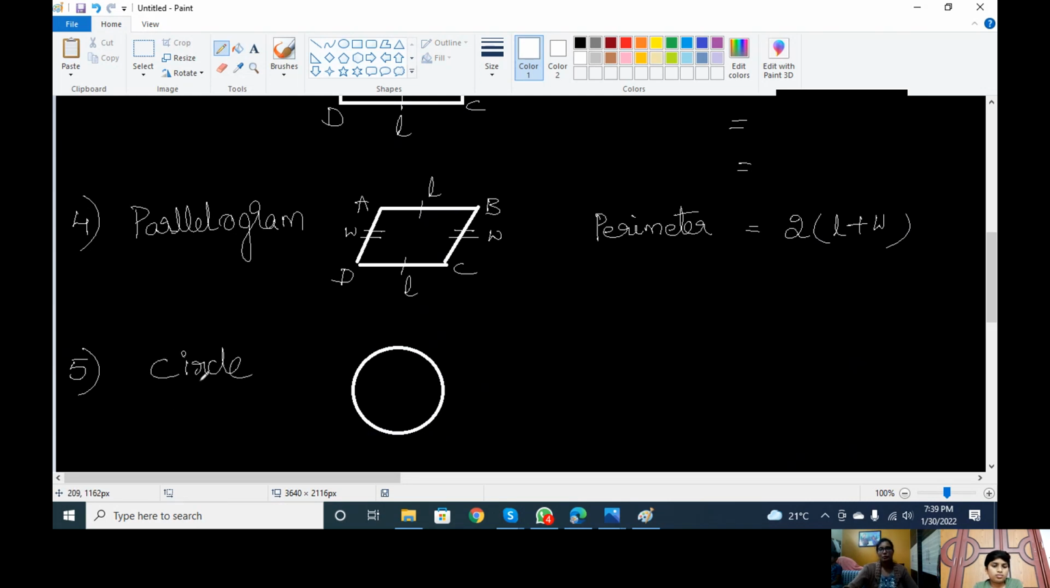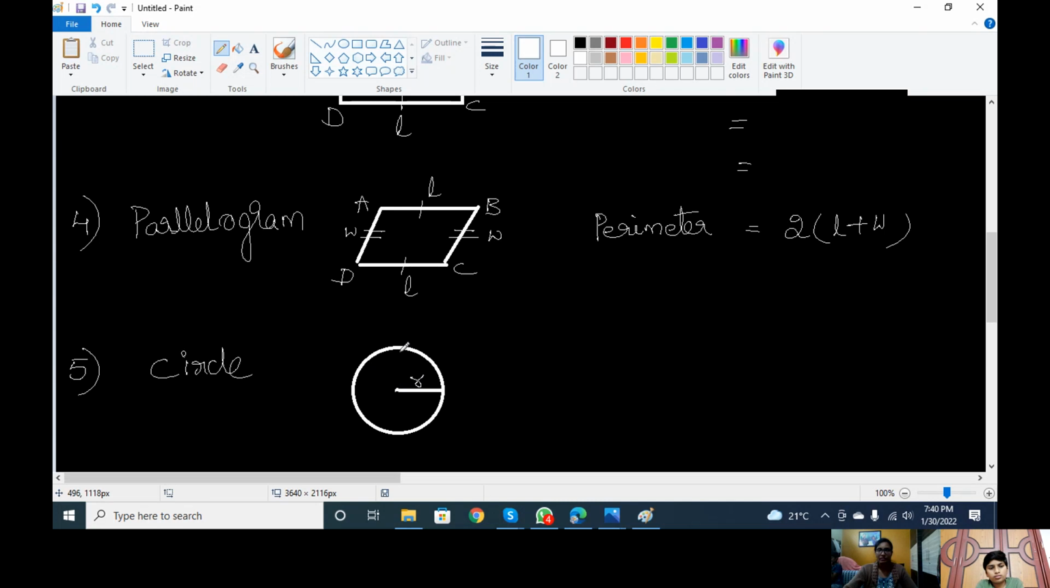Circle. How to measure the perimeter of a circle? Let's recollect the topic about the circle. Circle, what is this? This is called the center, a point only, of course. From the center, if I have drawn a line to the circle, this is called radius, which is very important to the circle.